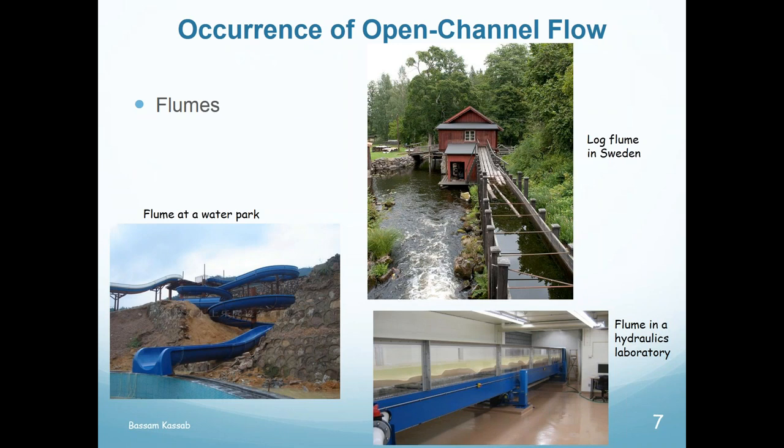And flumes, a simple example of a flume, you see it in a water park, basically water flowing down a plastic flume on the left side. But also flumes have been used historically to move trees, tree branches, logs, for loggers. They want to move the trees from one side of the forest to another. And if water is abundant, like in Sweden, they construct a flume and they use water to move the logs. And you see flumes in a hydraulic lab. If you have been at a university lab, you see those flumes that are used for experiments. So a flume, again, is an open channel, basically. It's small, sometimes rectangular, sometimes circular, like the water park, and it moves water from one point to another.